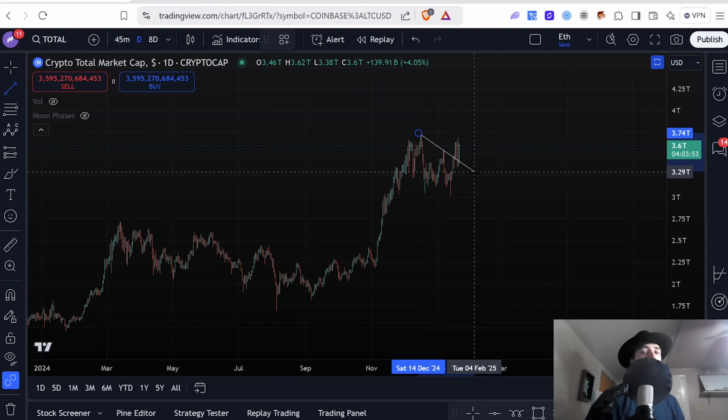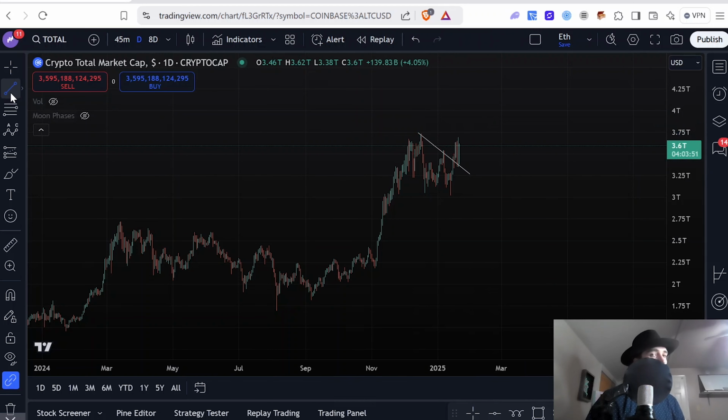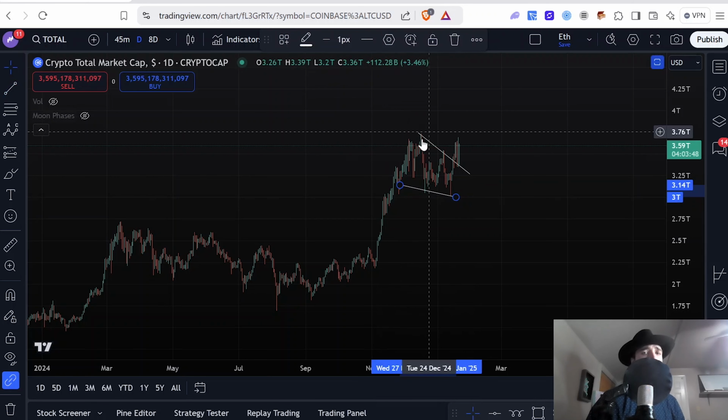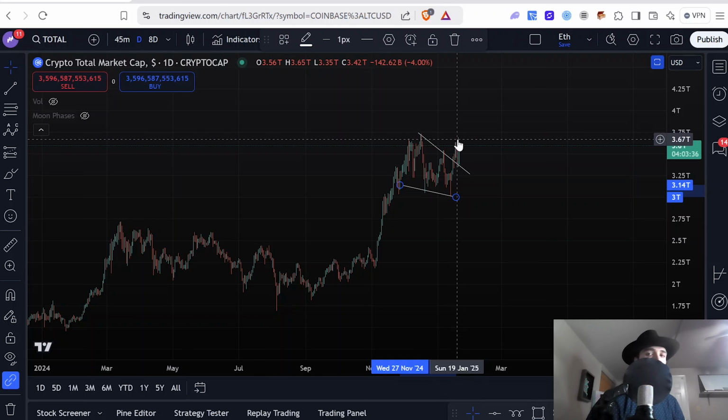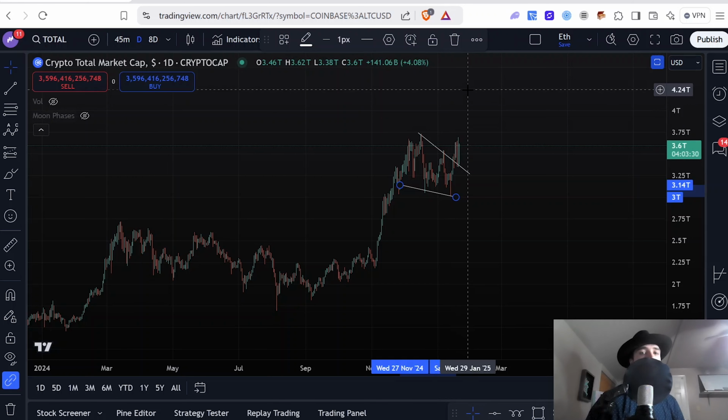And the total crypto market cap, I also believe, is very bullish. We broke out of this wedge. We're at resistance right now, but we're definitely not showing any signs of weakness. We're bouncing with strength. I wouldn't be surprised to see this resistance on the total market cap broken above, which is 3.7 trillion, which could take us to 4.2 or even higher in the short term.